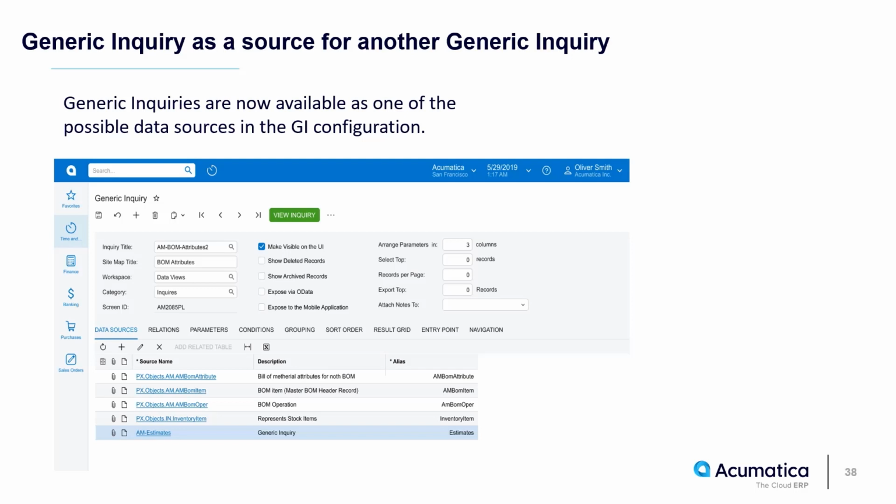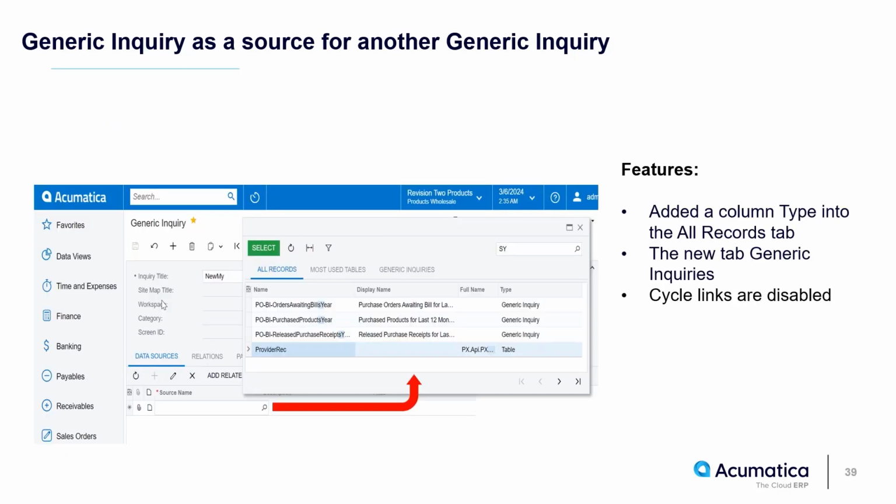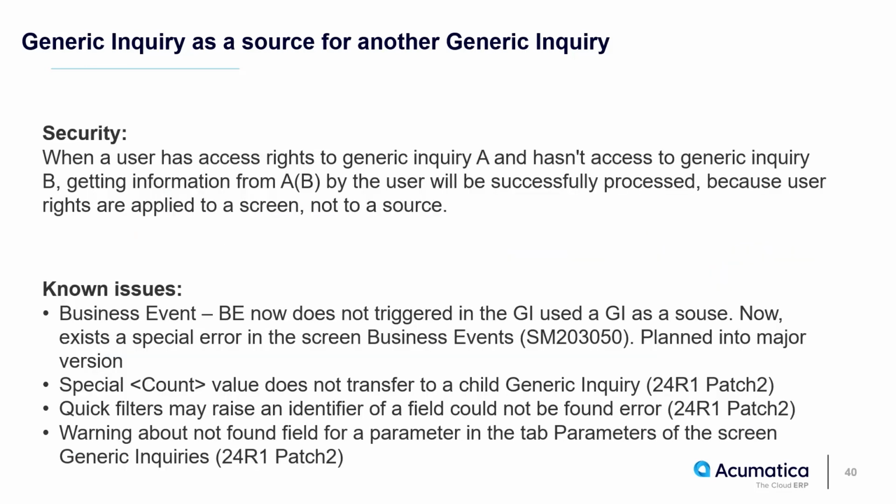Now, in generic inquiries, besides the data access classes that were there before, you can also select another generic inquiry as a data source. It is very useful when you need a subselect in your data selection. As you can see here on the screenshot, in the data source selector, you now have an additional tab, Generic Inquiries, that will show other generic inquiries that you can add to this one as a data source.